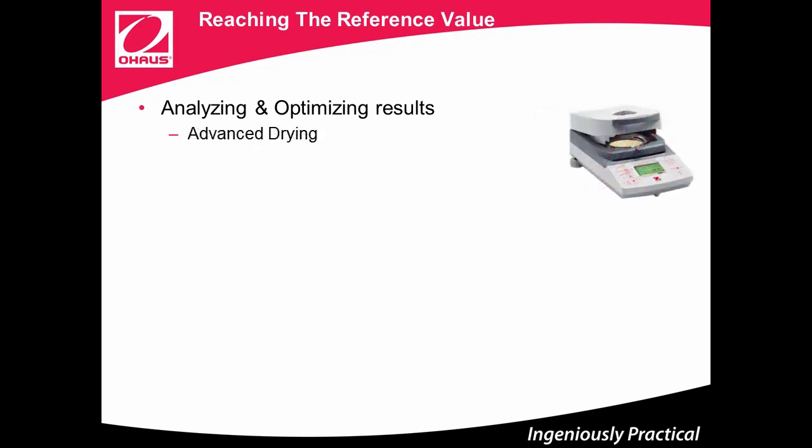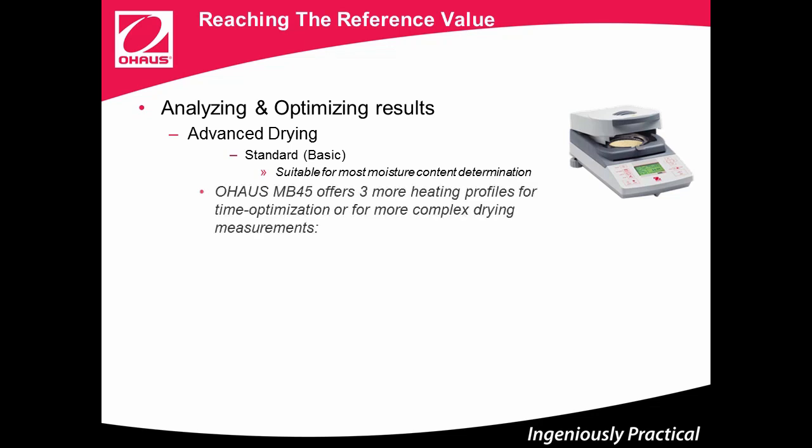Advanced drying. All of OHAUS MB series moisture analyzers come with the basic standard drying profile. Standard drying is suitable for most moisture content determination. Besides standard drying, OHAUS high-end moisture analyzers like MB45 offer more options to optimize your measurement. Fast drying. The equipment reaches the temperature very quickly. This profile is ideal for high moisture content samples.